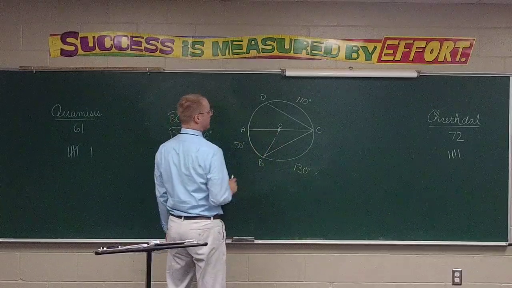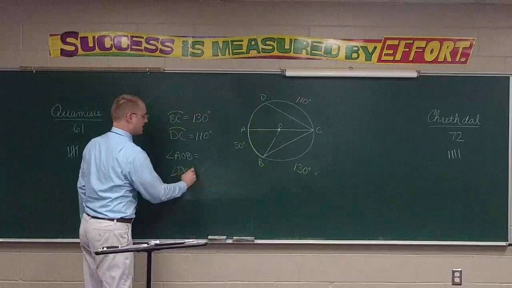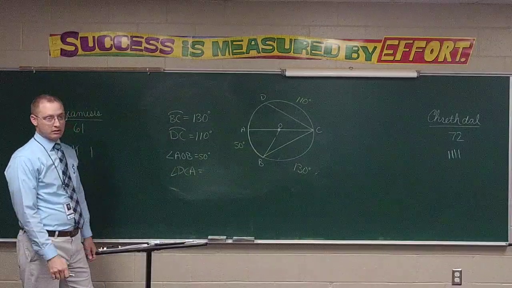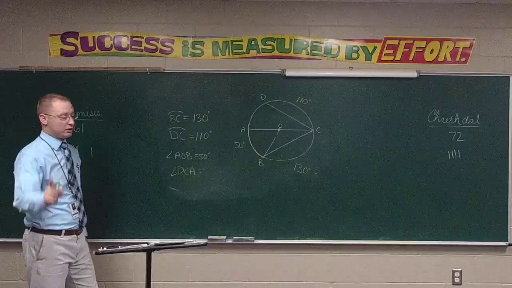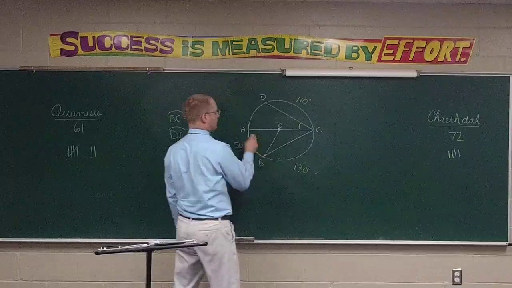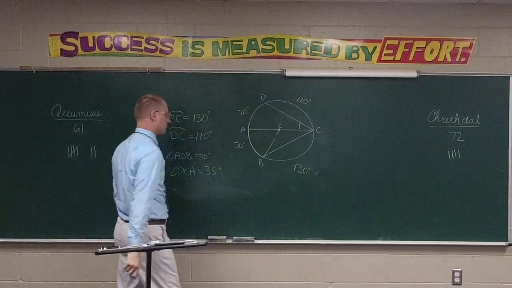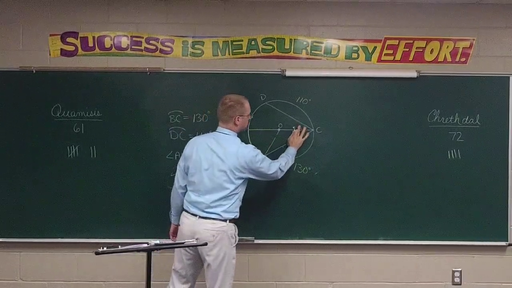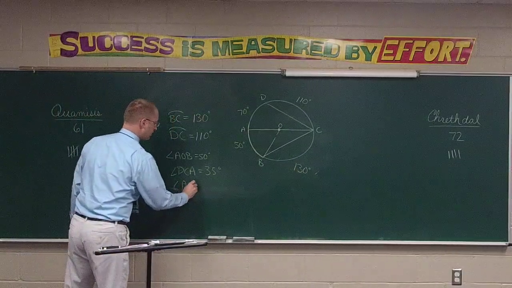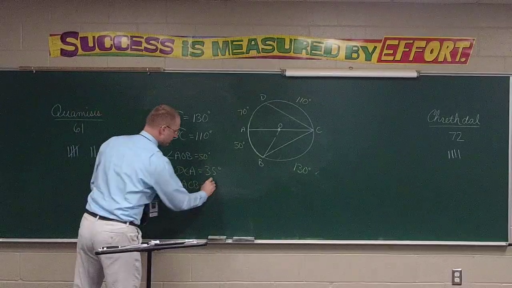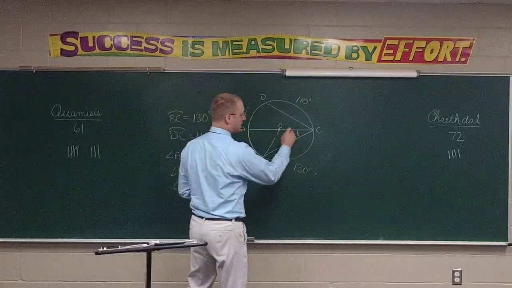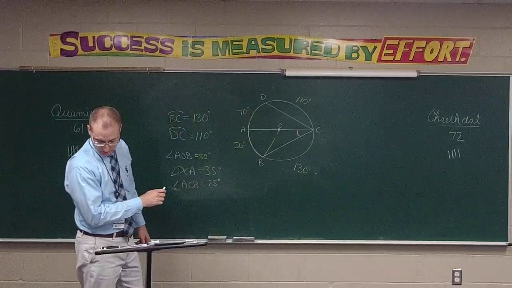For that one, find the measure of angle DCA. Angle DCA. 35. Remember that an inscribed angle is equal to half its arc. So since the arc is 70, the angle must be 35. Find the measure of angle ACB. 25. Because ACB again is an inscribed angle which equals half its arc.